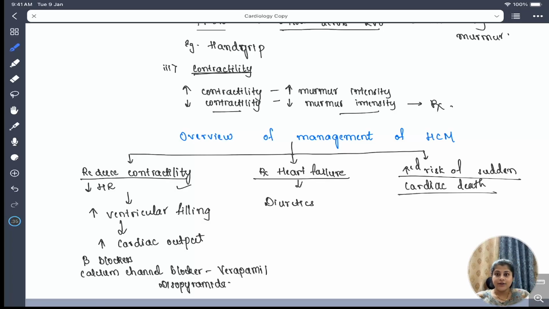In the third condition, I told you, this is a common cause of sudden cardiac death in young patients. If the patient has high risk, like if there is history of sudden cardiac death in relatives, if there is history of syncope, there are certain criteria for increased risk of sudden cardiac death. And if it is there, then it's better to give the patient an implantable cardioverter defibrillator.